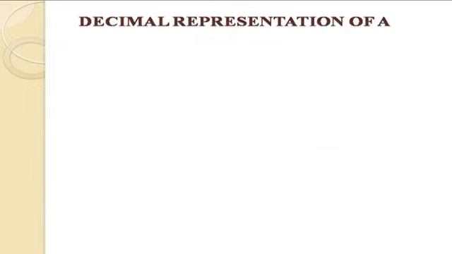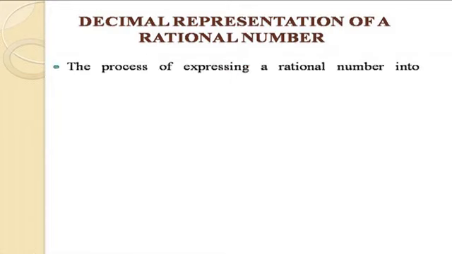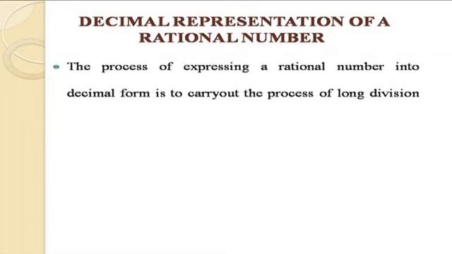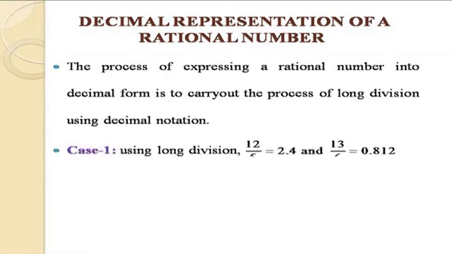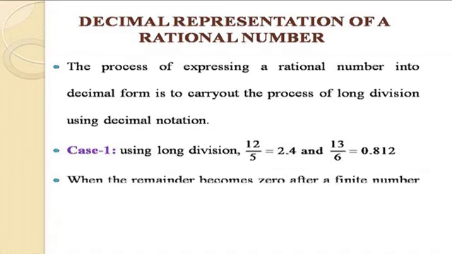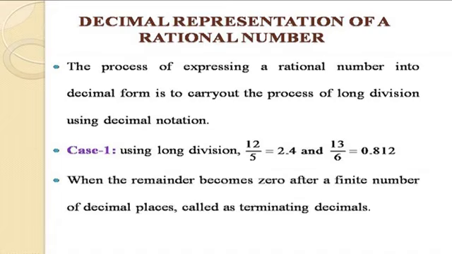Now we are going to discuss the decimal representation of a rational number. The process of expressing a rational number in decimal form is to carry out the process of long division using decimal notation. Case 1. Using long division, you will find 12 by 5 equals 2.4 and 13 by 6 equals 0.812. When the remainder becomes 0 after a finite number of decimal places, it is called a terminating decimal.